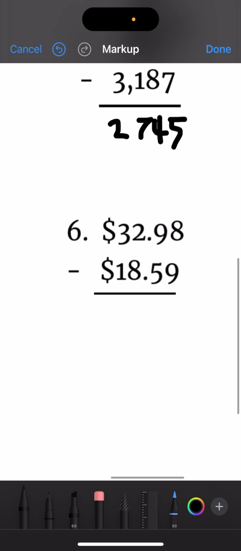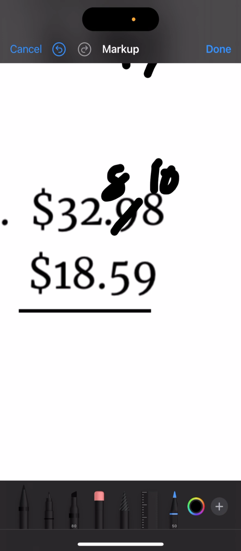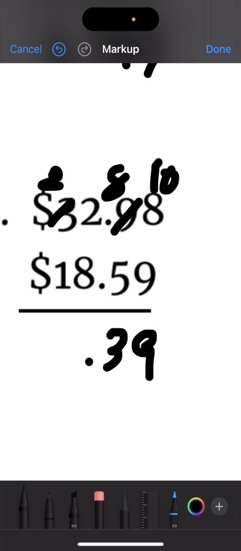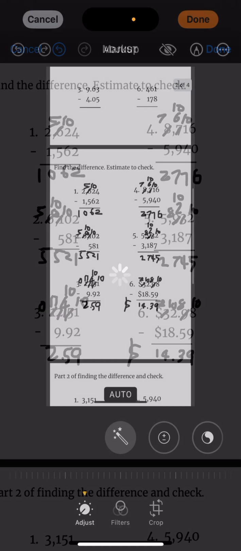Number 6, 8 minus 9. 9 is greater, so we're gonna have to borrow from the 9 here. And this would give us 9, 3. Make sure to put the decimal there. And 2. We would borrow from it. This would give us 4 and 1. $14.39.